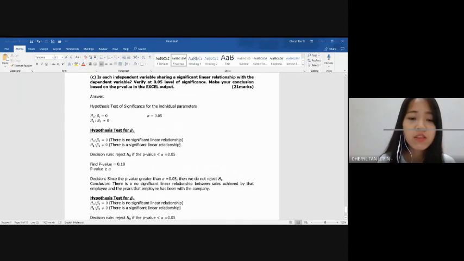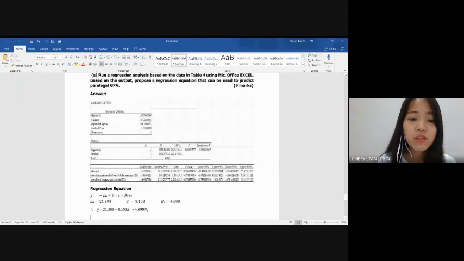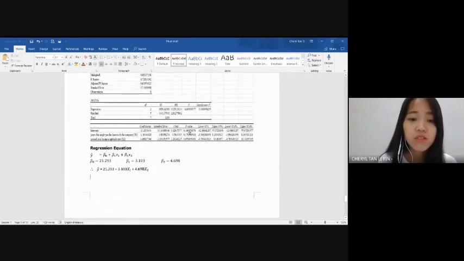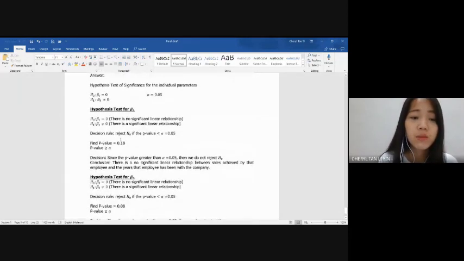For the hypothesis test of beta 1, the p-value, as we can see from the table, is 0.18. So, the p-value is bigger than 0.05. By the decision rule, since the p-value is greater than the significance value of 0.05, we do not reject H0. We can make a conclusion for beta 1, which is that there is no significant linear relationship between sales achieved by the employee and the years that employee has been with the company.